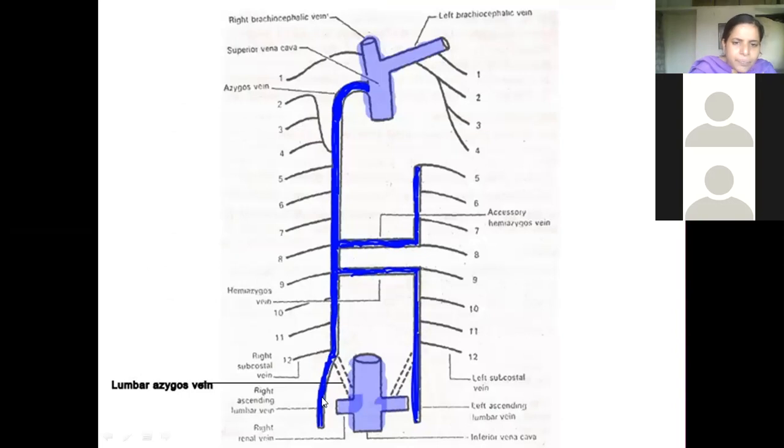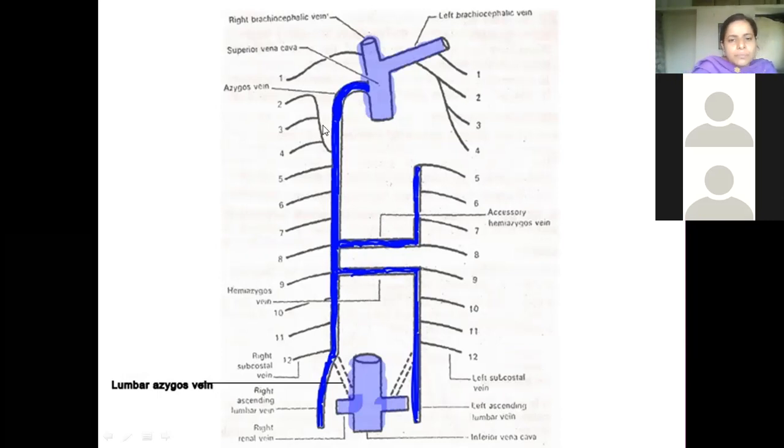Now see here, on the right side, what did I say? This whole dark blue vein, what is the name of this vein? We said it is the azygos vein. Where is it draining into? It is draining into the superior vena cava. So how many pairs of ribs? We have 12 pairs of ribs. Correspondingly, we have 12 pairs of intercostal veins between the ribs, right?